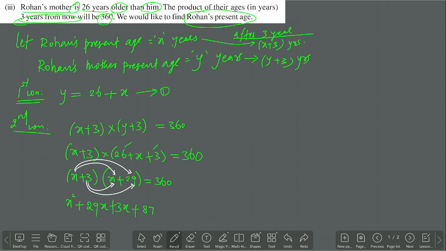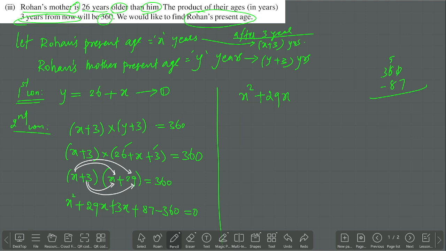Right. When you bring minus 360, which is equal to 0, subtract the numbers now. x square, 29x. When I subtract 360 minus 87, what am I getting?